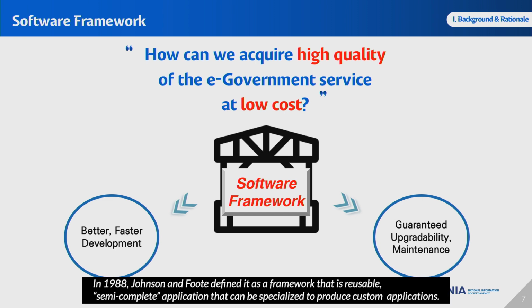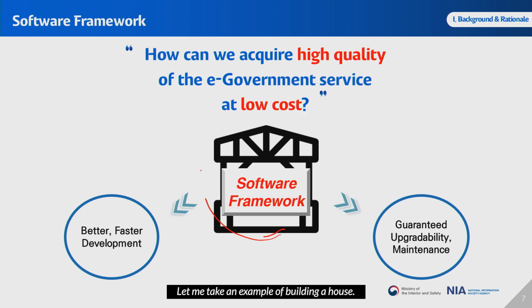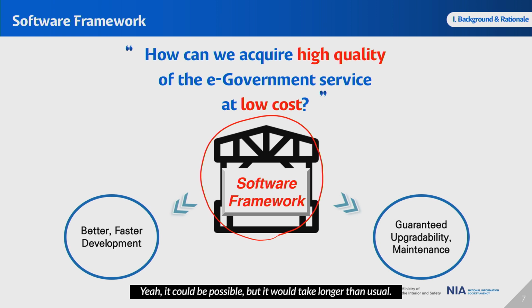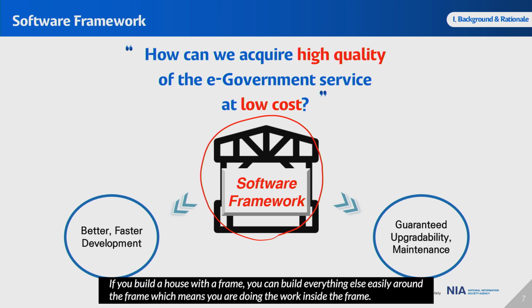In 1988, Johnson and Foote defined a framework as a reusable, semi-complete application that can be specialized to produce custom applications. Let me take an example of building a house. Is it possible to build your house without a house frame? Yeah, it could be possible, but it would take longer than usual. The shape will not be as we desire. The wall thickness may vary, right? If you build a house with a frame, you can build everything else easily around the frame, which means you are doing the work inside the frame.